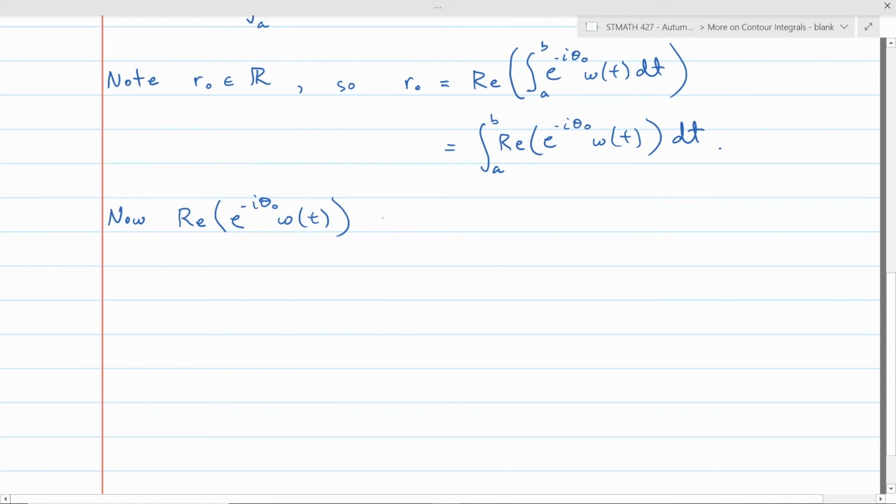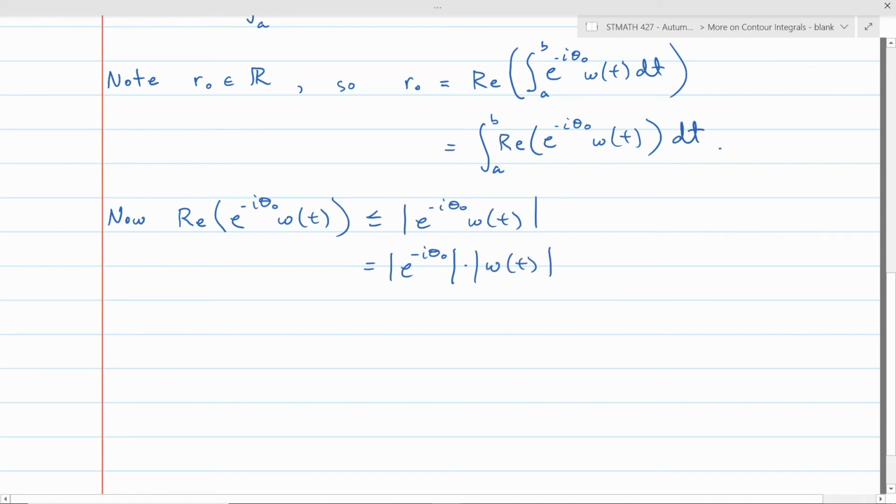So we're going to use that and say this is less than or equal to the modulus of e to the negative i theta naught times w of t, which we know from properties of modulus that we can break into the modulus of the first term of that product times the modulus of the second term in the product.